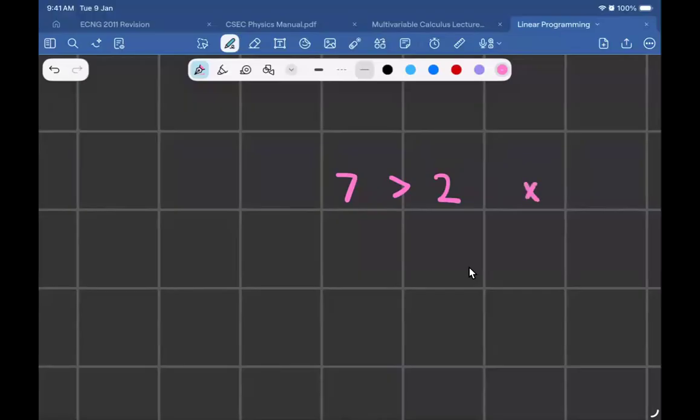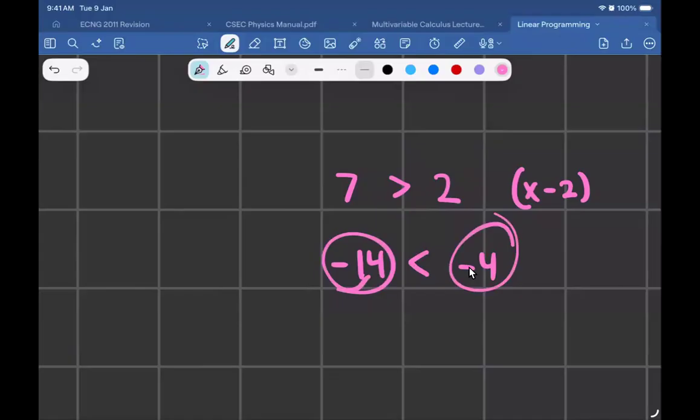If you multiply both sides by -2, tell me how I would write that. So it would be -14 and -4. Okay, and what's in the middle? What happens when you multiply by a negative or divide by a negative? What happens to the sign? It will change. So this sign will now turn to a what? Less. Do we understand that -14 is less than -4? Yes, sir. Okay, good. Nice.